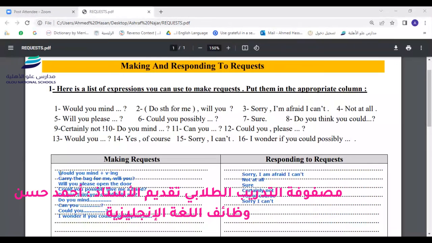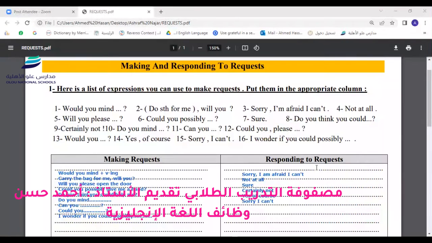So what are the different ways of making requests? We can say, would you mind? Let's take, for example, help me. We can say, would you mind helping me? Help me, will you? Will you please help me? Could you possibly help me? Do you think you could help me? Do you mind helping me? Can you help me? Could you help me? I wonder if you could possibly help me.